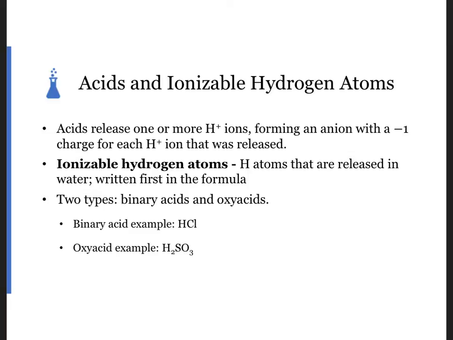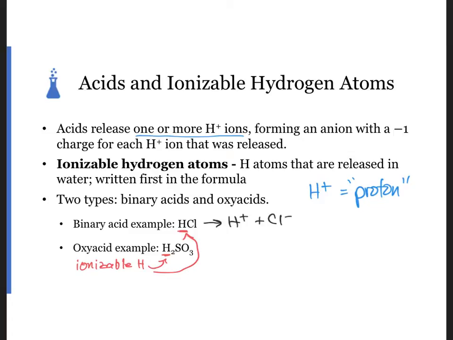forming an anion with a -1 charge for each H+ ion that was released. These ionizable hydrogen atoms are written first in the formula, making them easy to identify. Binary acids include hydrochloric acid, which has one ionizable proton, and the monatomic anion Cl-. Oxyacids contain one or more ionizable hydrogens and a polyatomic ion.